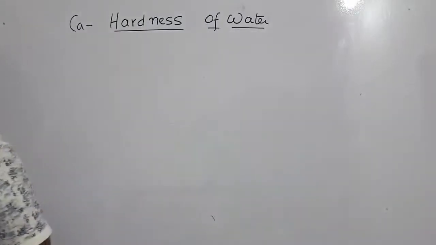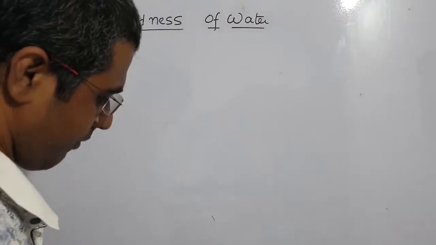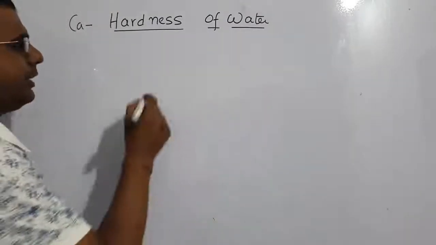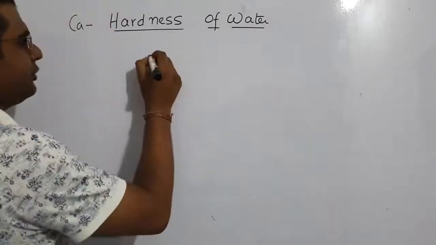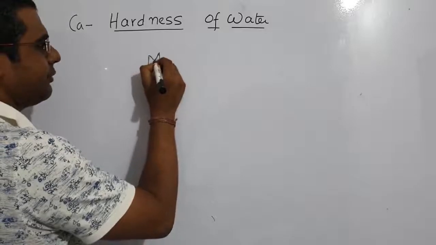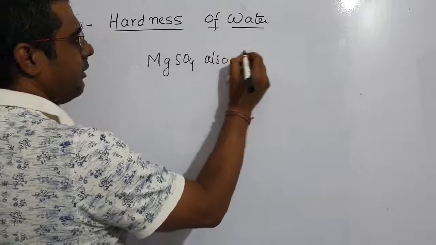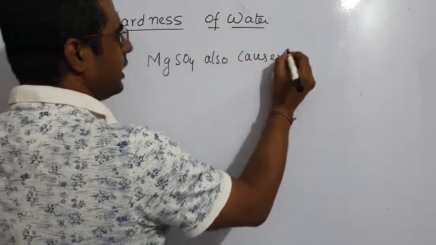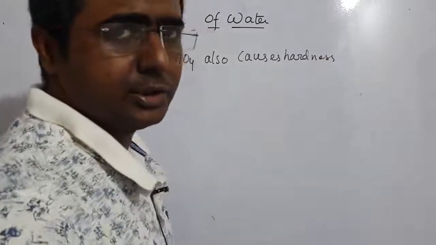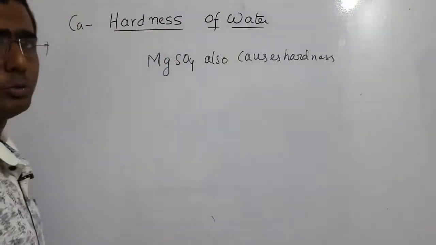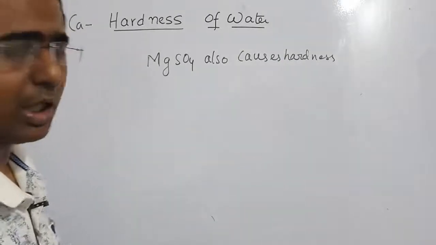Now next thing that is important, the next topic is, yes, suppose definitely in your mind you are thinking at this moment that, well, MgSO4 also causes hardness, right? MgSO4 also causes hardness. Not only CaCO3. So in that case, what will you do? So you need to convert the amount of MgSO4 in terms of CaCO3.